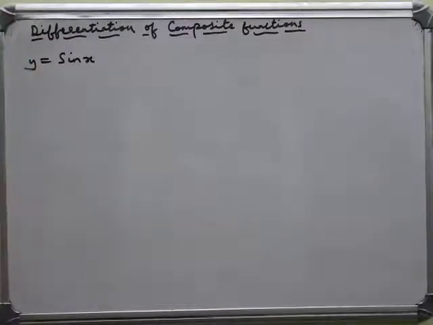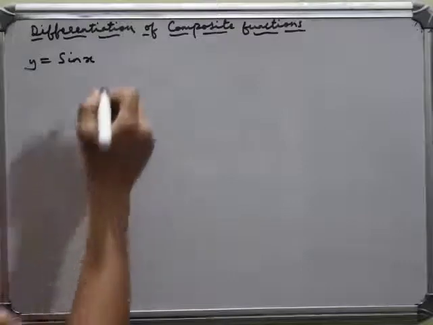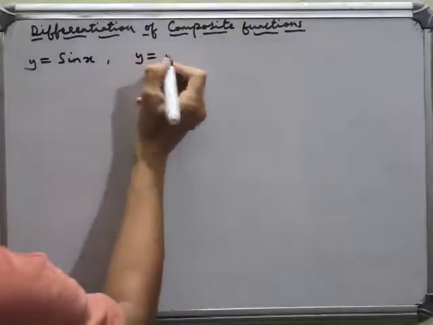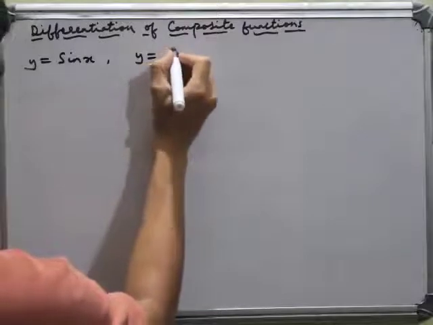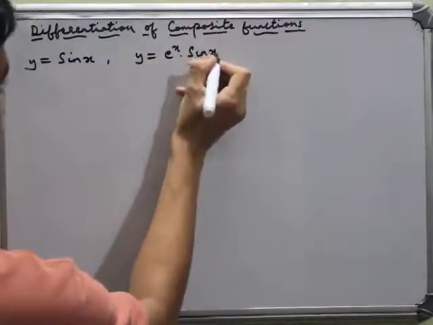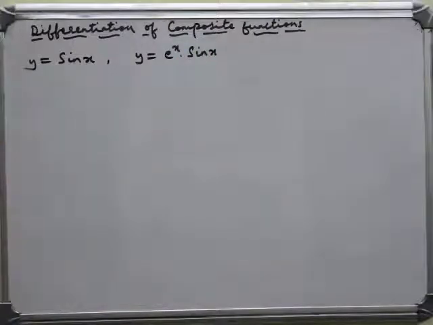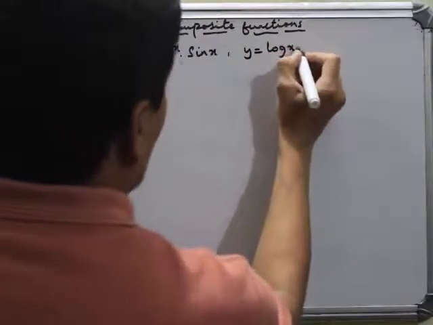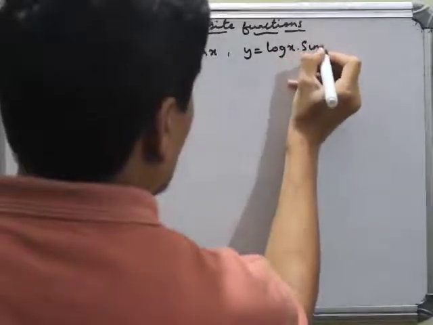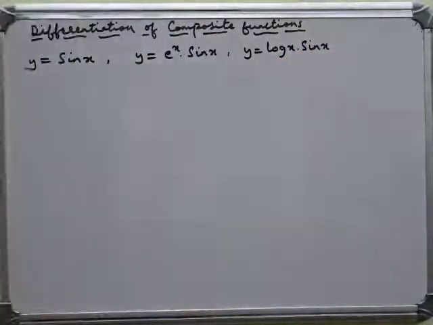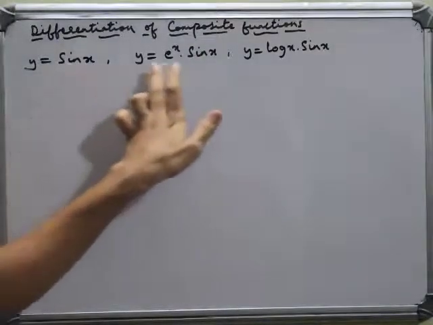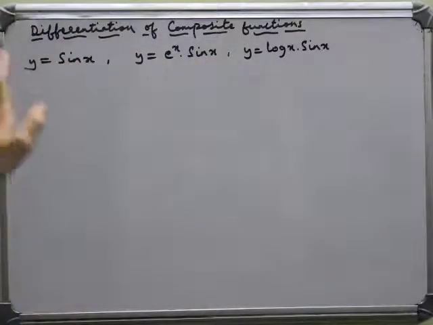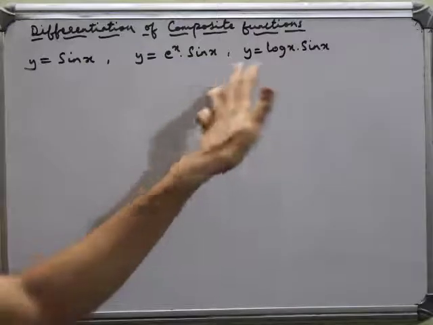Now what is a composite function? Or one more example we'll write. Y is equal to e power x into sin x. Then we can write y is equal to log x into sin x. So why I am taking sin x is, from the beginning we have taken sin x, so in every function I am using this sin x. So there is nothing behind the use of sin x in every function.